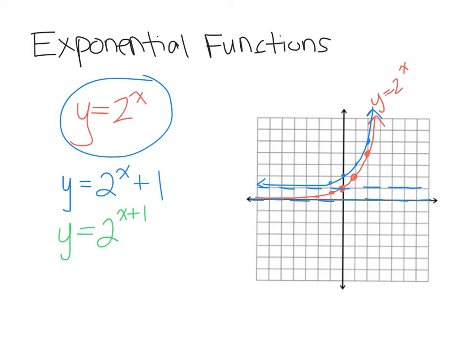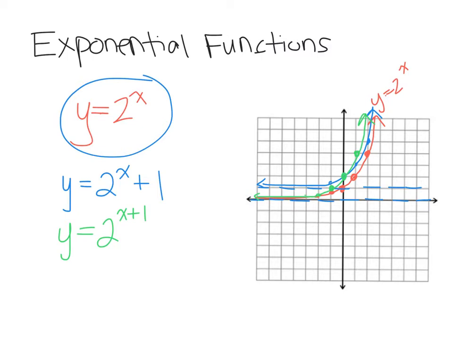And that's actually going to make all of our red points shift 1 to the left. So they're all going to shift over 1 to the left. So it's going to have the exact same asymptote. It's going to look like that.